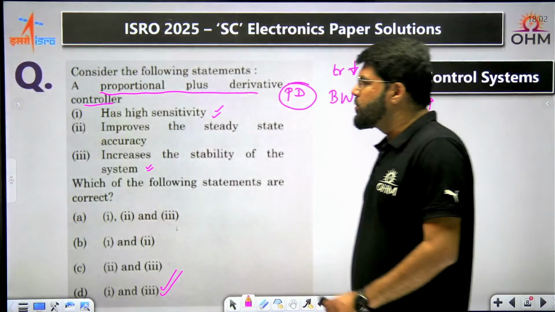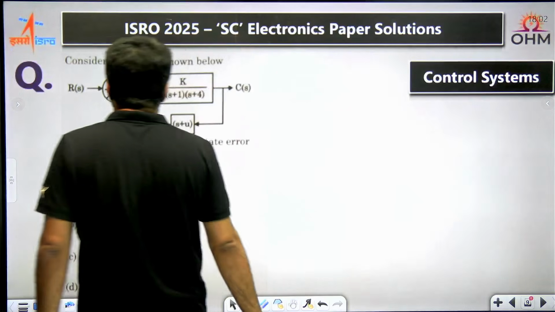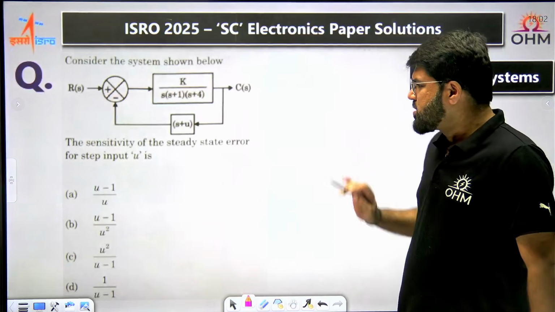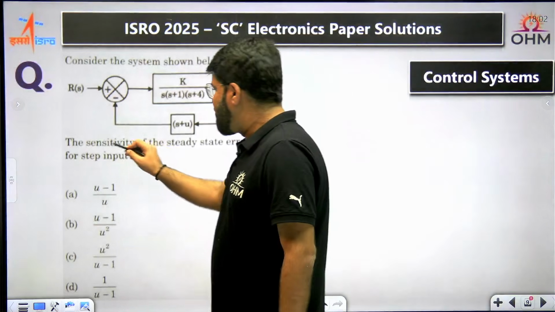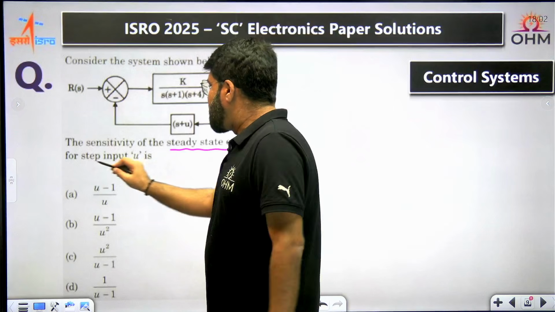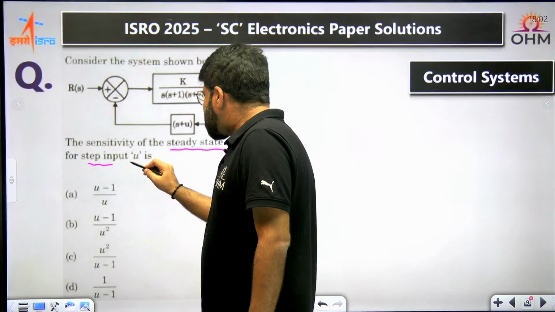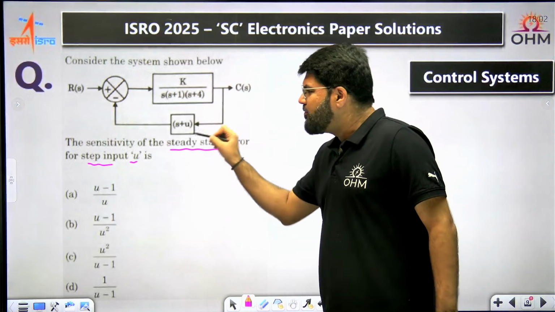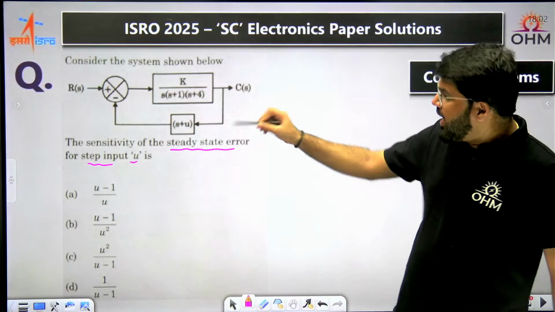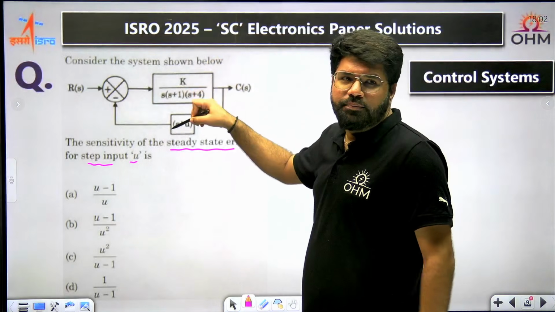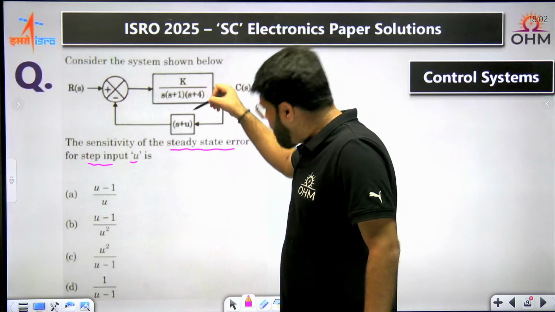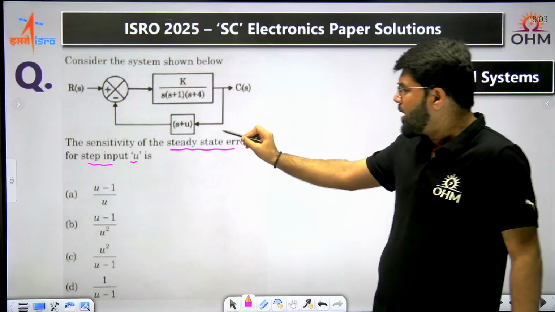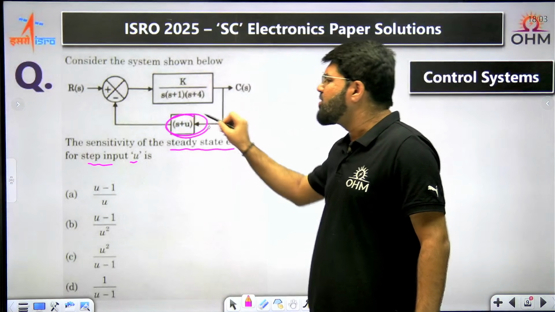Okay, next question. Now consider the system shown below. A closed loop system is shown. The sensitivity of what? Of the steady state error for step input, with respect to U. Now see, U is some parameter in the feedback path gain. The gain of any block, forward path or feedback path, ideally will not have input inside the gain. Input is applied to the system to produce some output. What is this parameter? Transfer function or the gain of the system.